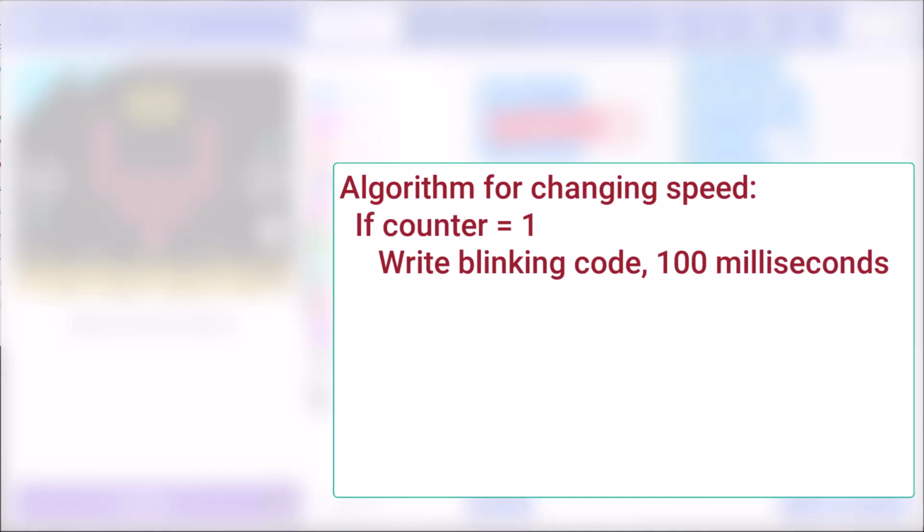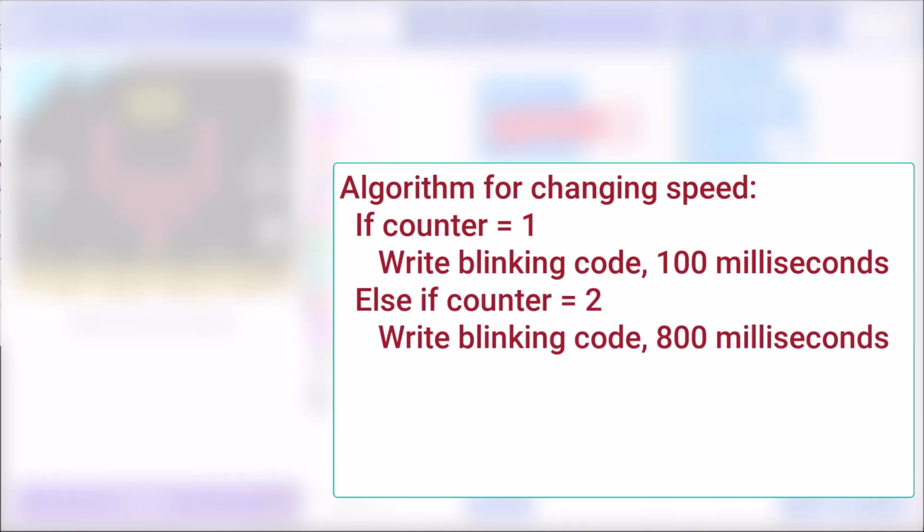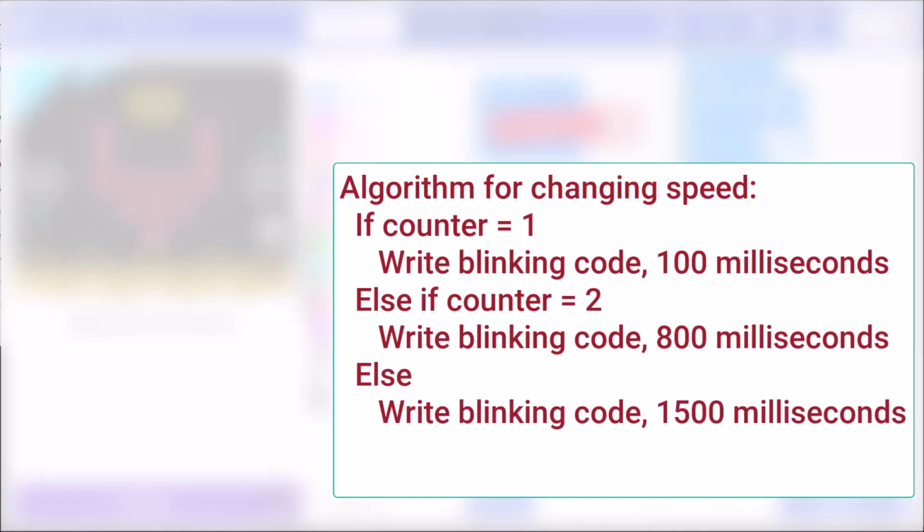So what we want to do is, if the counter is equal to 1, write the blinking code with pause length set to 100 milliseconds. If the counter is set to 2, we want to write the blinking code with the pause length set to 800 milliseconds. Otherwise, we assume that the value of counter is 3, and we write the blinking code with the pause length set to 1500 milliseconds. So let's get that code written.